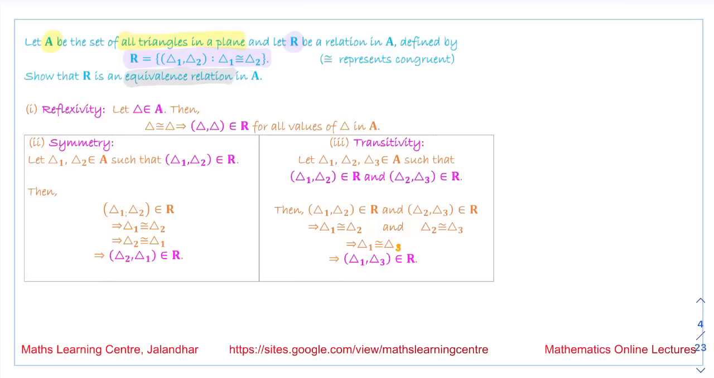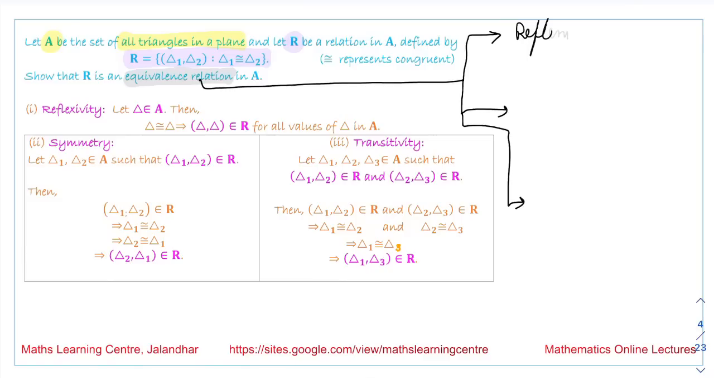So the definition of equivalence relation says we have to prove three things. First, we have to prove that this relation is reflexive. Second, we have to prove that this relation is symmetric. And third, we have to prove that this relation is transitive.